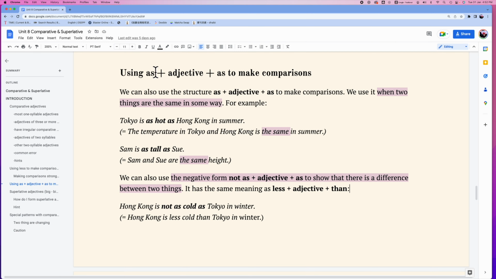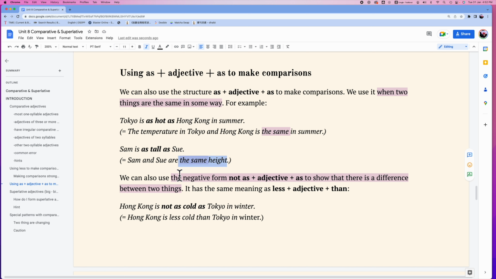The next thing to use is the comparative with as plus the adjective plus another as. So let's take a look. The structure as plus adjective plus as is used to make comparisons when two things are the same in some aspect. This structure is used to show that two things are equal in terms of the adjective being used. For example, Tokyo is as hot as Hong Kong in summer means that the temperature in both places is the same during the summer. Similarly, Sam is as tall as Sue means that both people are the same height.